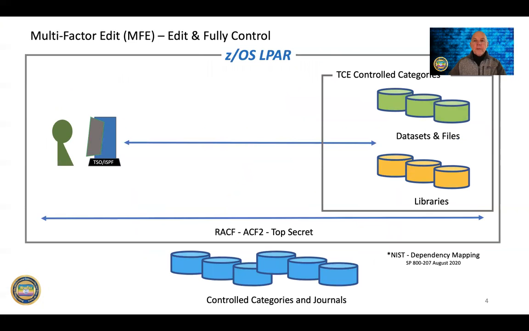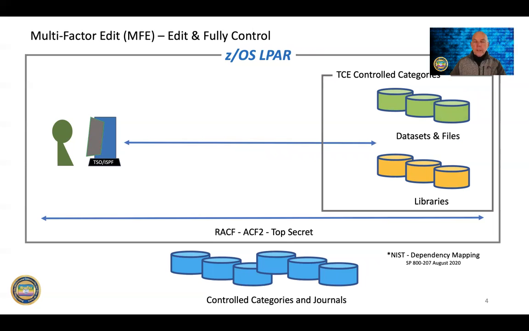In the case of MFE, the background story here is that the user is a privileged user, and the organization is using the control editor and has defined some control categories to manage data sets and files and libraries. In the NIST terminology, this is referred to as dependency mapping. We have mapped a set of resources to a specific control policy that will help us to manage that access and record information about it.